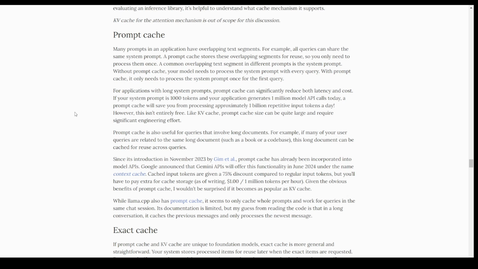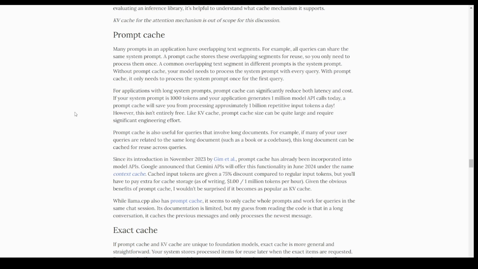Now coming to the first aspect, the prompt cache. Generally, a prompt cache stores the overlapping segments for reuse so that we need to process those only once. A lot of times, an overlapping text segment that we use in our prompts is the system prompt. If we process the system prompt every single time, it adds up those tokens in each and every model API run that we have. So a lot of times we define something as a system prompt and we try to implement the prompt cache.